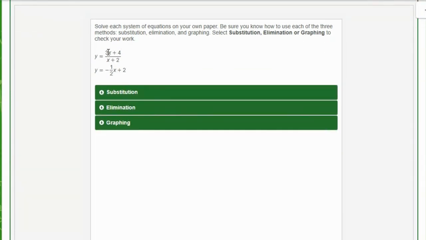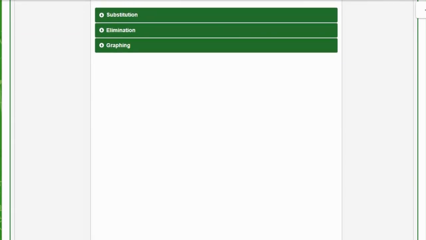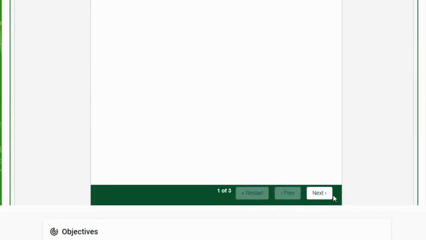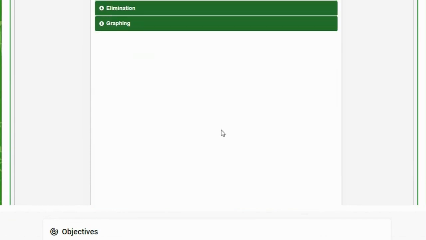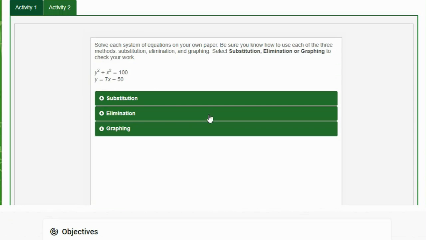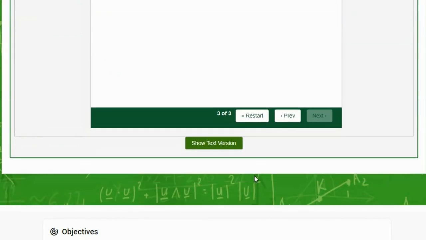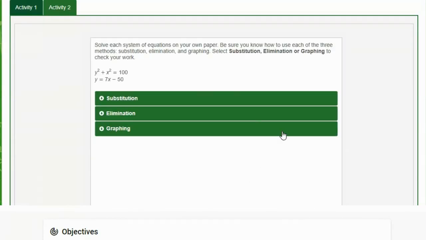Oh, here's a rational equation with a line. See how many's down here? There's only 3 problems. The second one, a rational equation with a line. And the last one, a circle and a line. Okay, so there you go. There's 13 practice problems for you to practice till you get comfortable.